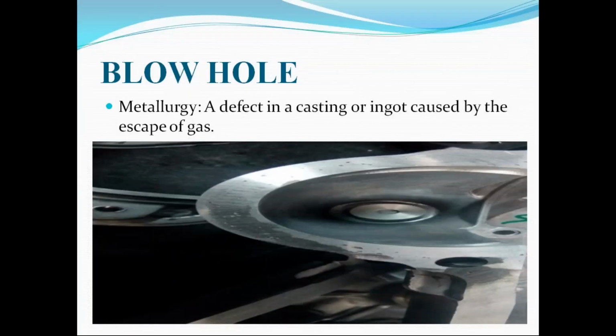So here, this is the component. Now look at the surface of the product. Here you can find in this area on the surface of this product, blowhole problems occurred. Now, if you generally want to define the blowhole from the metallurgical point of view, you can say that it is a defect in a casting or ingot caused by the escape of gas. So on the product surface there are some holes available, so this is the kind of blowhole.